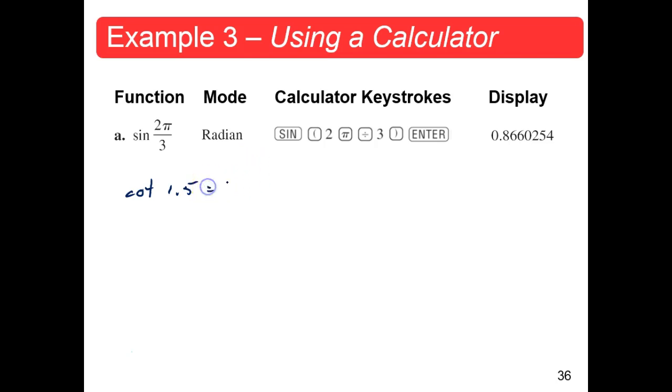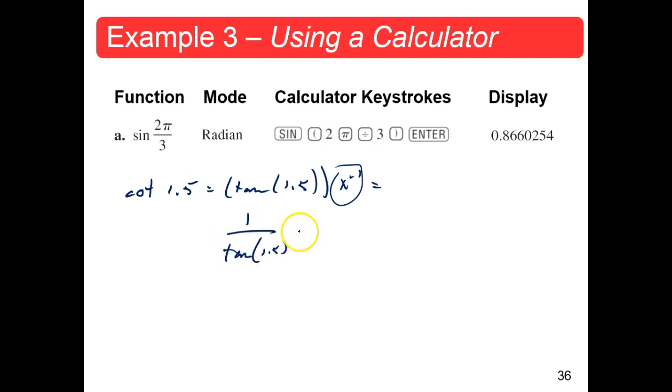So you do parentheses, tangent 1.5, close parentheses, X to the minus 1. That's a key on your calculator, and then the equal key. That certainly will give it to you. What I usually do myself is do 1 over tangent 1.5, and that gives it to you too. 1 divided by tangent 1.5 equal.